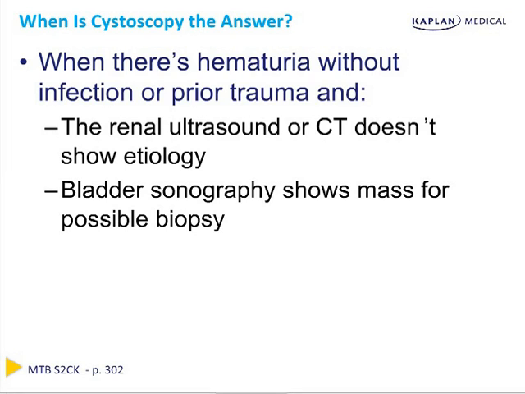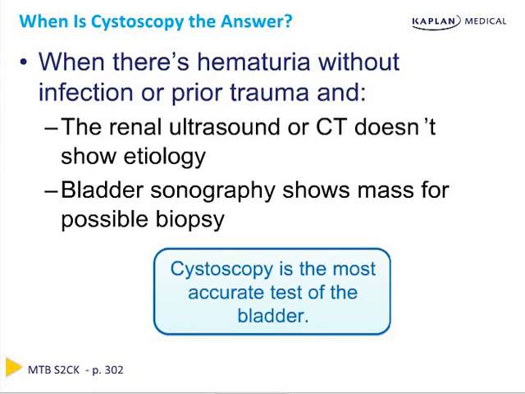The second reason to perform a cystoscopy is if you've seen evidence of a mass with some other imaging modality and you want to perform a biopsy to actually take a look at the tissue and make the pathologic diagnosis. As with most tests that allow for direct visualization and biopsy, cystoscopy is the most accurate way to diagnose a bladder pathology, mainly because it gives you a clear picture of what's going on inside the bladder and gives you an opportunity to get a specimen for pathologic examination.